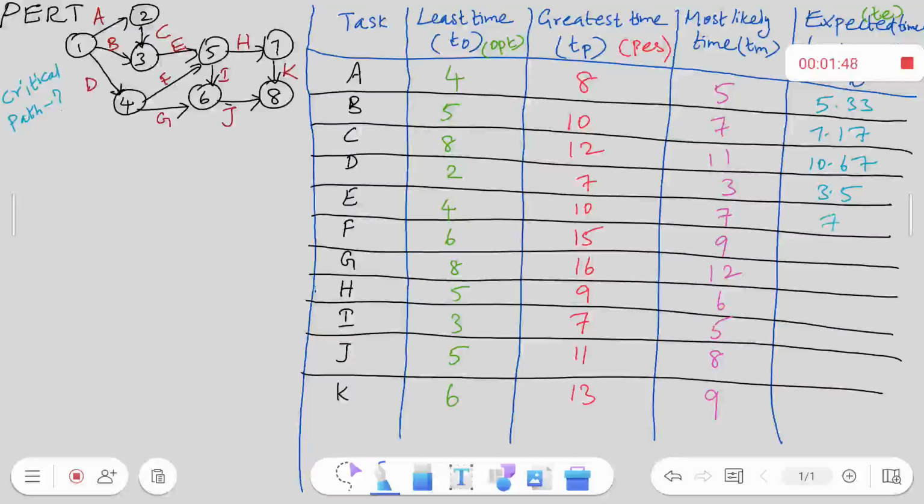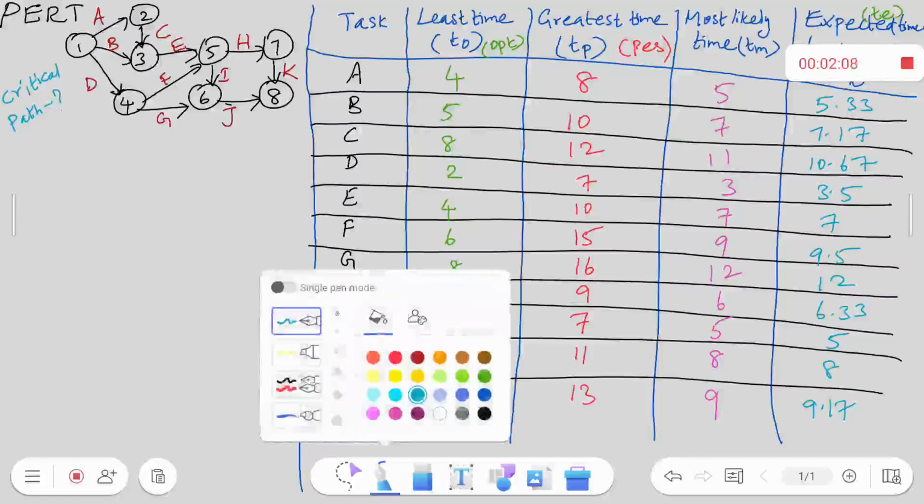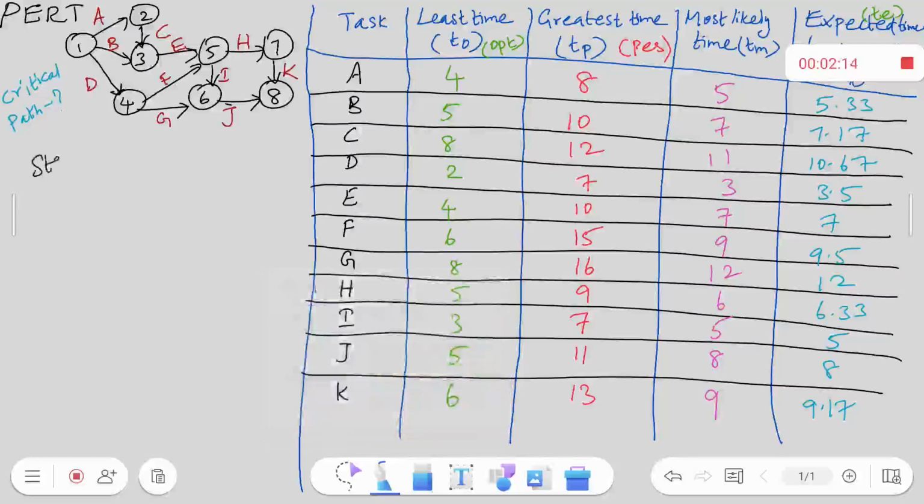So I am calculating and writing based on the formula. So we have got all the values for the last tabular column. These are the values which are called the expected time. Once you get the expected time, now our job is to find out the earliest start time and the latest finish time. For that, I need to draw the network again, which is step 2.